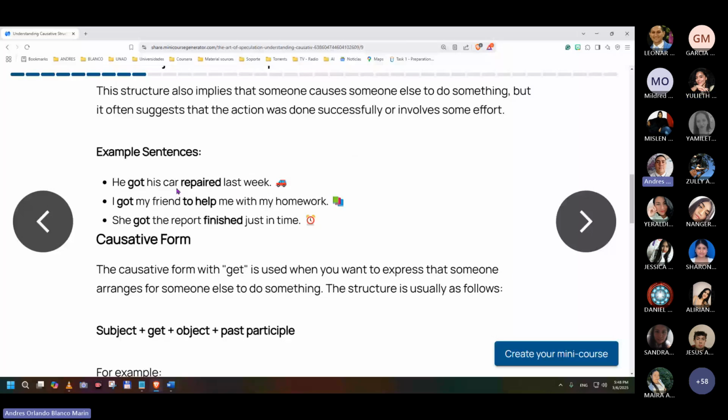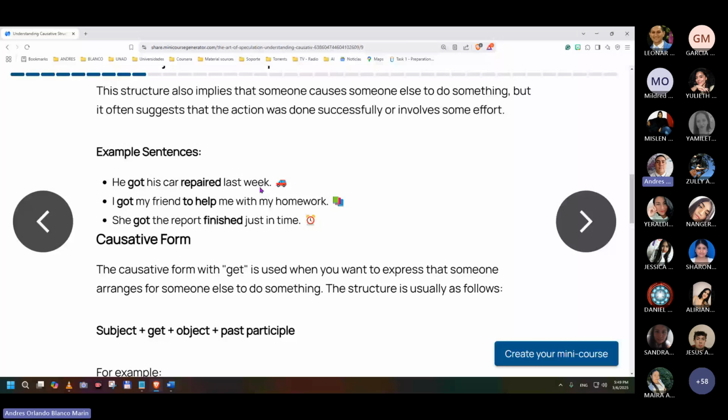He got his car repaired last week. I can say he had his car repaired last week, and I can say he got his car repaired last week. Both are valid. But the difference is that the first one with have is more formal, and if I'm using get, it is informal. The difference is in the register.